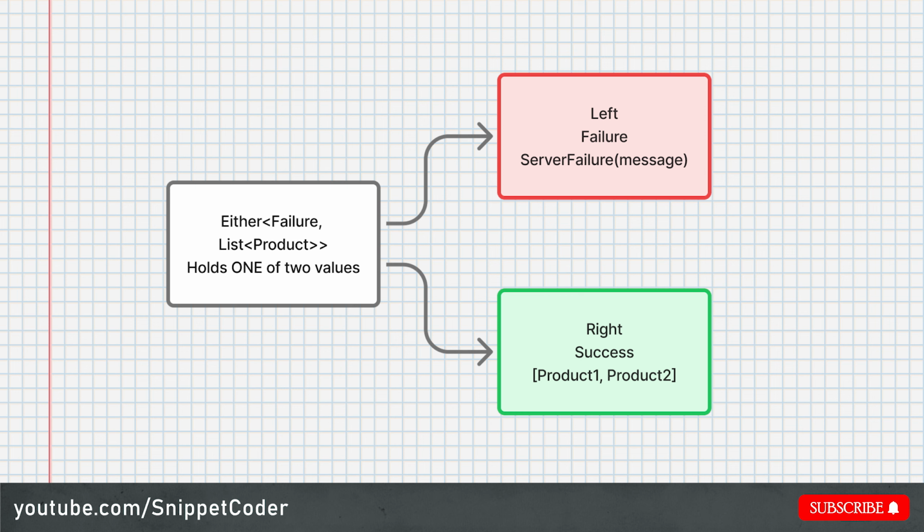If something goes wrong, we get Left with a server failure message. If it is a success, we get Right, that is the product list. The beauty is you must handle both cases. The compiler enforces it.